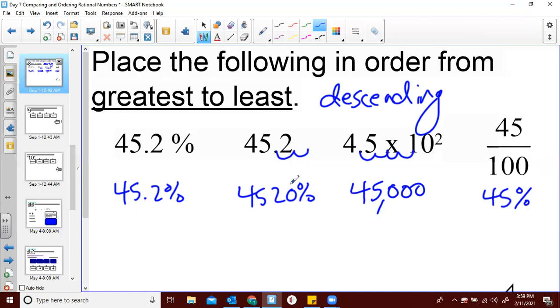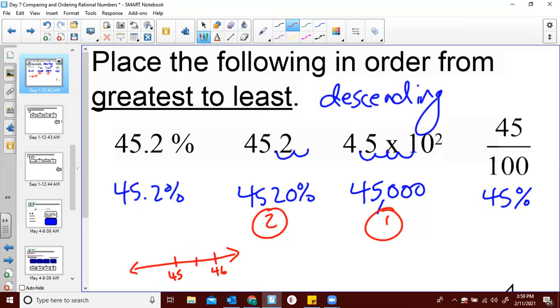All right. So we're looking for our greatest, 45,000, definitely the biggest. Then 4,500. And this is where some of you guys might get a little confused. Which is larger, 45.2% or 45%? Well, if you look at a number line, right, and we have 45 here and 46 here, well, here we would have 45.5. So right here somewhere would be our 45.2, right? And that's definitely going to be larger than 45%.